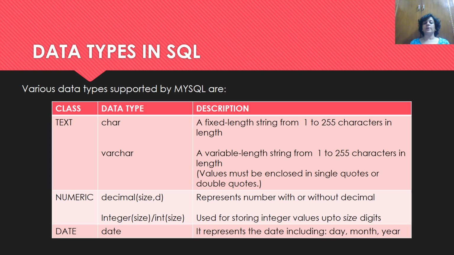In numeric data types, there are 2 data types, decimal and integer. In decimal data types, we can store numbers with or without decimal, while in integer data type, we can store numbers only without decimal point. The next data type is date. It represents the date including day, month, and year.